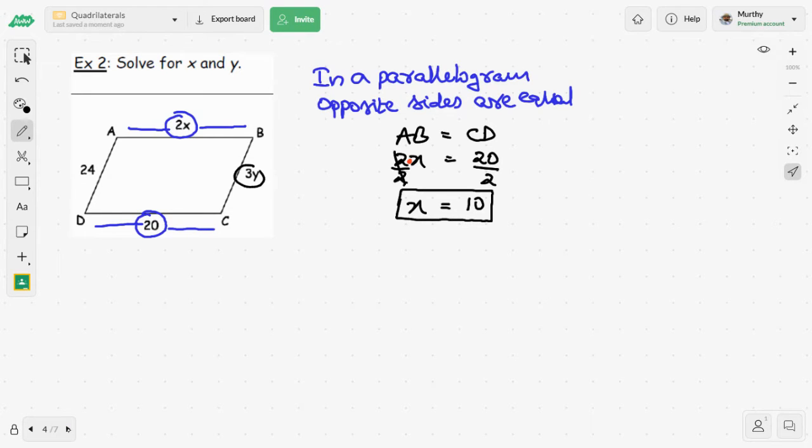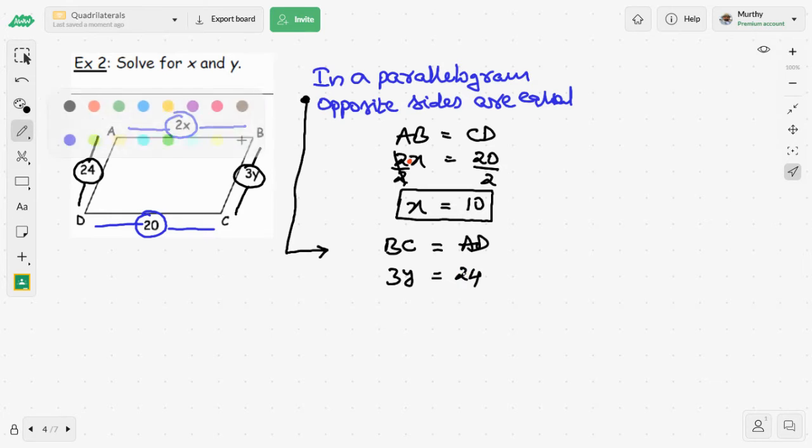And next, the other pair, which is BC and AD. I know that in a parallelogram, opposite sides are equal. Therefore, AD equals BC or BC equals AD. It is one and the same. Now, let me plug in the values. BC is given as 3y. AD is given as 24. Then don't forget, there is an invisible multiplication sign between the constant and the variable. Therefore, the inverse operation of multiplication is division by 3 on both the sides. After the cancellation, 24 divided by 3 gives me y equals 8.